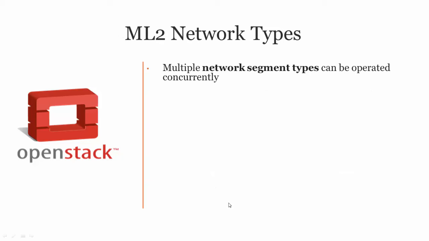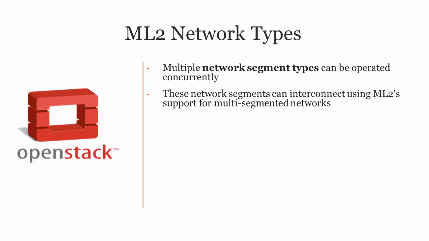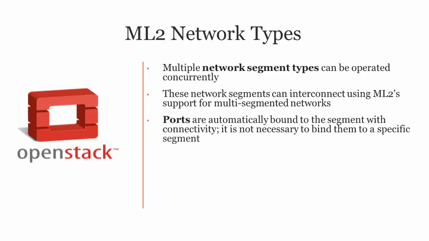Network types: multiple network segment types can be operated concurrently. When we configure Modular Layer 2, it needs to support the segment types. These network segments can be interconnected using Modular Layer 2 support for multi-segment networks. In Neutron API types, I already explained the three things for network types: the virtual network, the subnet, and the port.